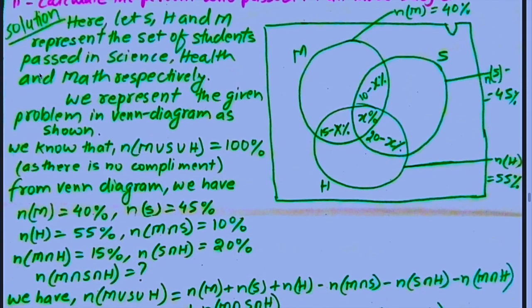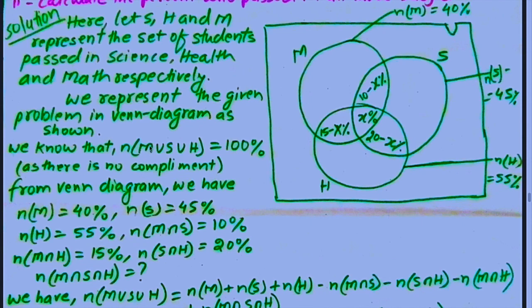Here is the solution. Let S, H and M represent the sets of students who passed in science, health and math respectively. We represent the given problem in a Venn diagram as shown. Here we know that M union S union H equals 100%, as there is no complement.